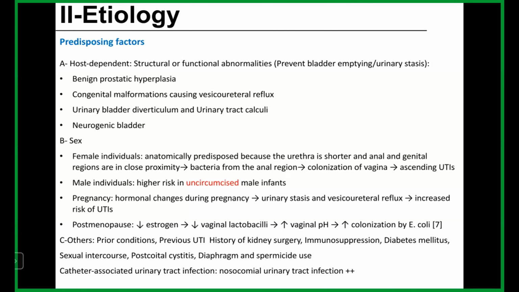The other predisposing factors, unfortunately, are prior conditions: previous urinary tract infection, history of kidney surgery, immunosuppression, diabetes mellitus. This is also a part that I'm going to see with you maybe next week, I think. Then sexual intercourse, post-coital cystitis, and some contraception that women use, like spermicides and diaphragm. Also at the hospital, there are nosocomial urinary tract infections or catheter-associated urinary tract infections.